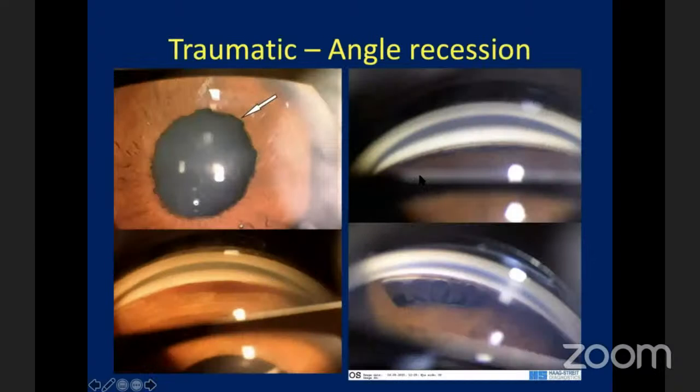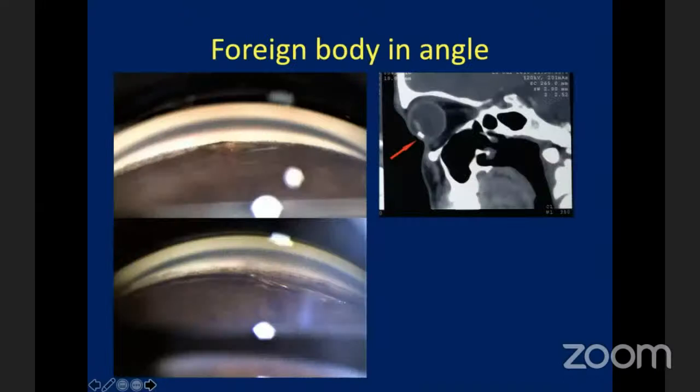And if you get a patient with an injury like a blunt injury, always look at the angle because these patients can have an irregular widening of the ciliary body band. This is angle recession. This is blood in the angle, and this is the iridodialysis. You can see the ciliary process visible. So angle recession is very important. Irregular widening of ciliary body band. These patients can develop glaucoma 10-15 years down the line.